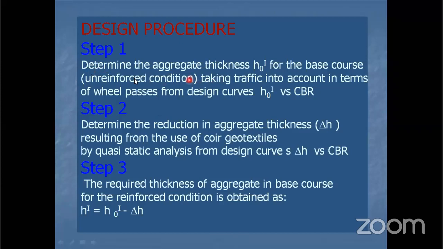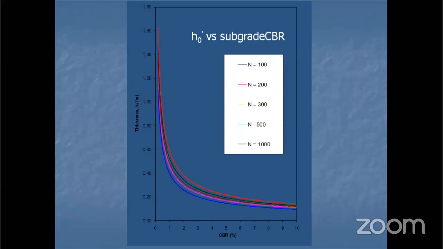Now the design procedure here is: determine the aggregate thickness H naught for the base course, that is the unreinforced condition, taking traffic into account in terms of wheel passes from the design curves H0 versus CBR. That is, for a given CBR value and different wheel load passes, we can directly get H naught, that is, the thickness for an unreinforced pavement.